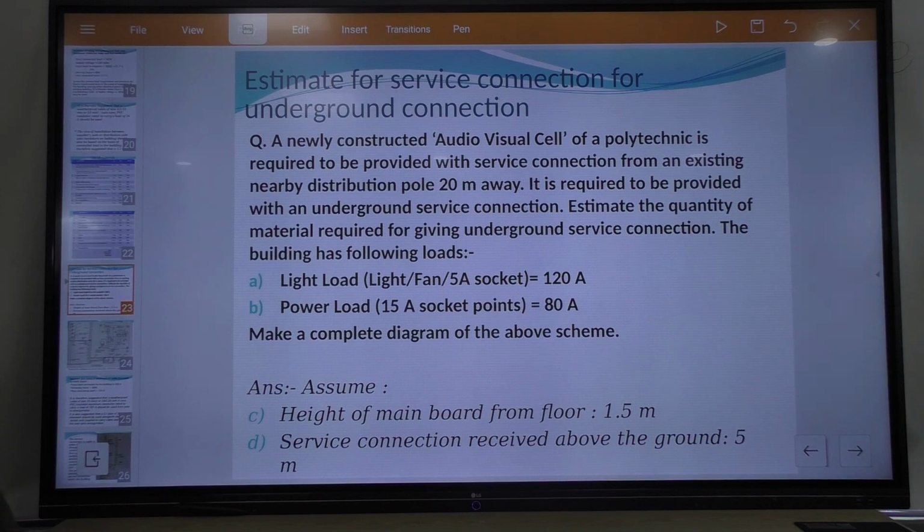Suppose this is one example of underground connection. A newly constructed audio visual cell of a polytechnic is required to be provided with service connection from an existing nearby distribution pole 20 meter away.